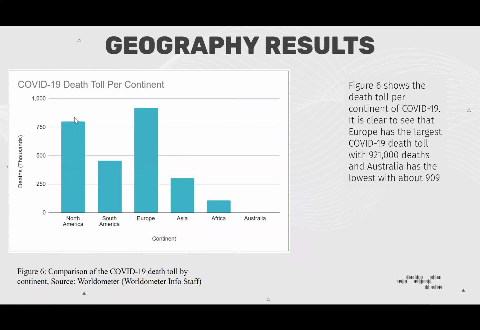Now looking at the geography results. Figure 6 shows death toll per continent of COVID-19. It is clear to see that Europe has the largest COVID-19 death toll with 921,000 deaths, and Australia has the lowest with about 909.